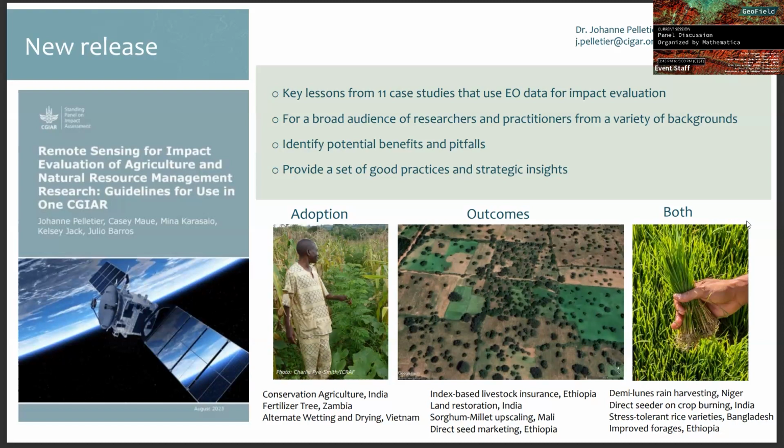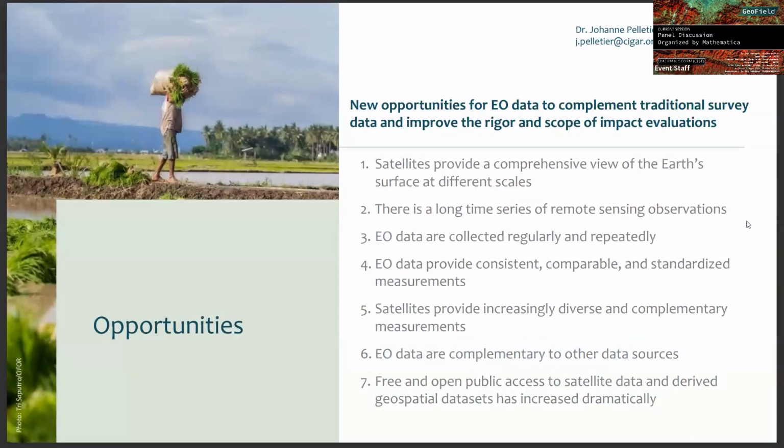So, limiting technicalities and identifying benefits and pitfalls. I will talk more about this. It's definitely a bit redundant with other presentations in terms of benefits.